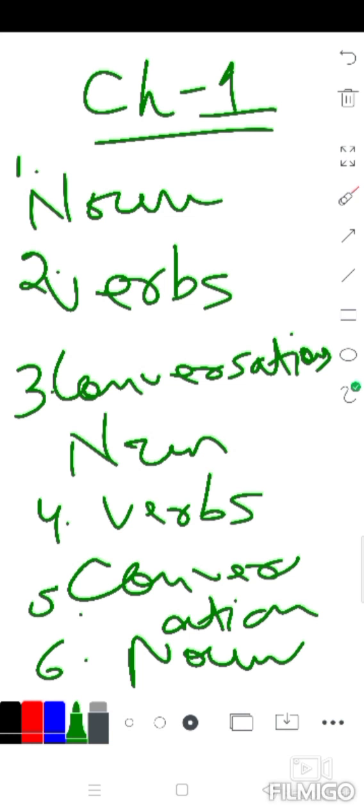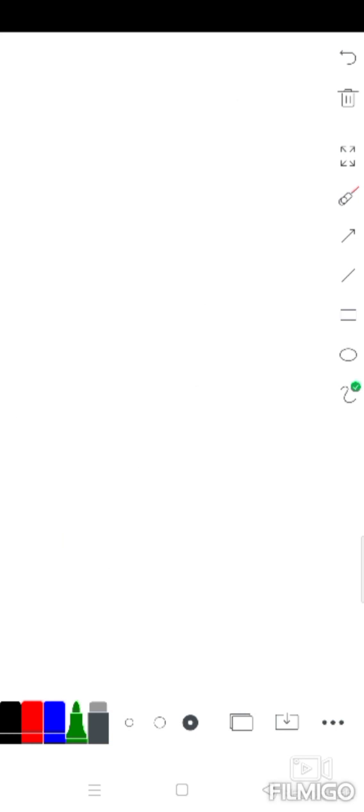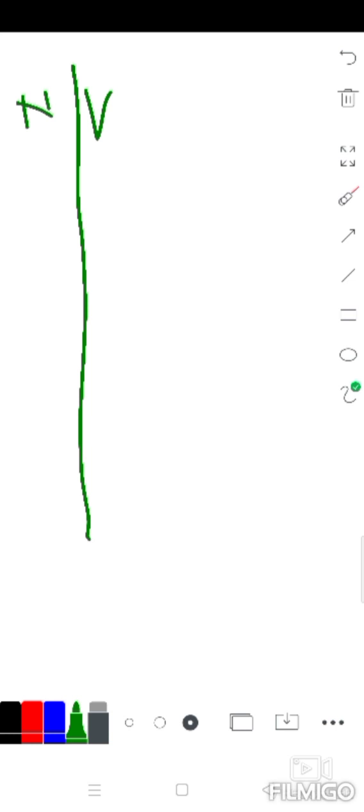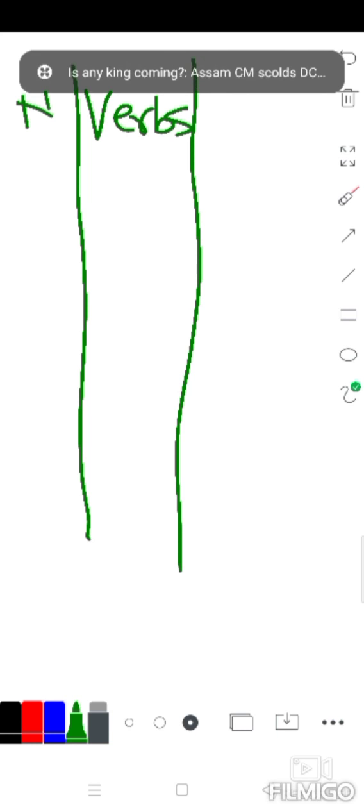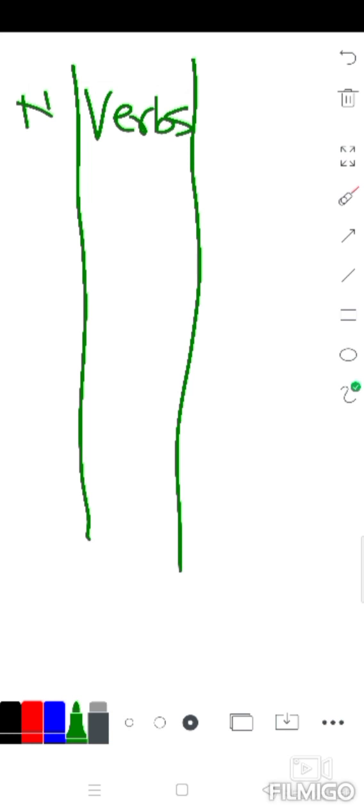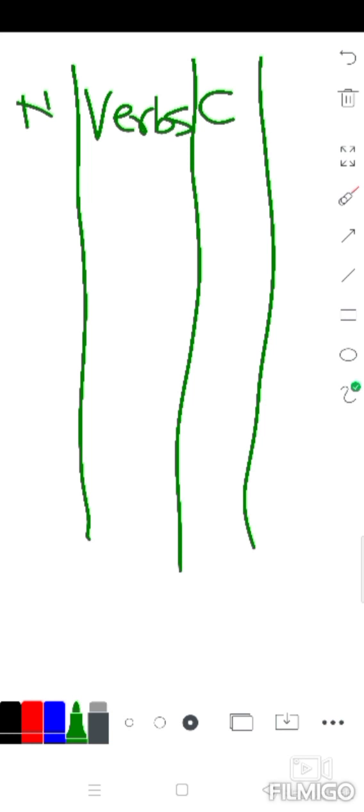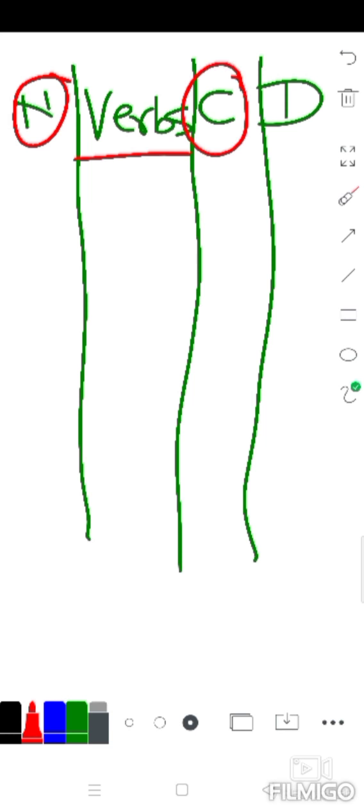So what I do, this is my opinion which I follow. I divide into 4 sections when I'm learning any chapter's vocabulary. First is noun, section number 1. Section number 2 is verbs. Section number 3 is conversation, if some conversation is written, so for conversation I am pointing it C. And D is for difficult words. I will again repeat: N for noun, V for verbs, C for conversation, and D for difficult words.